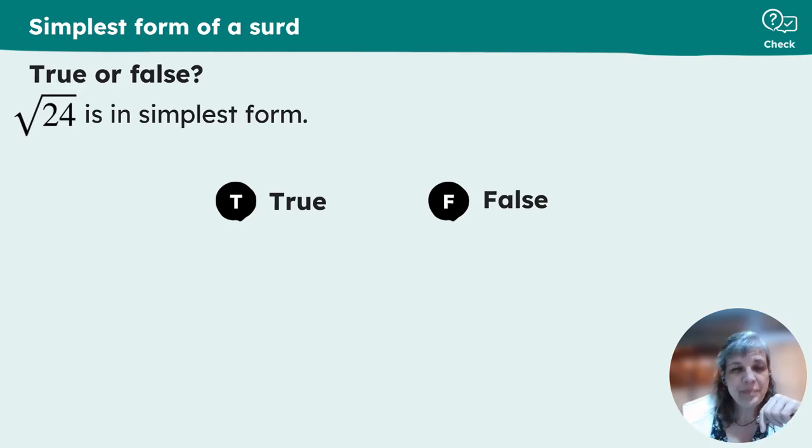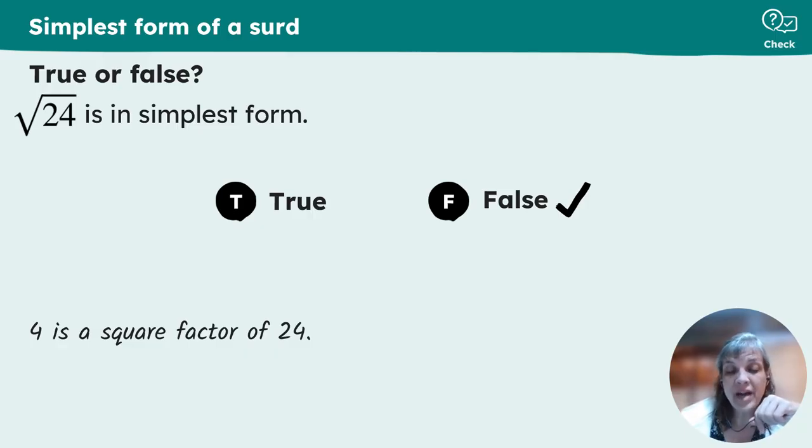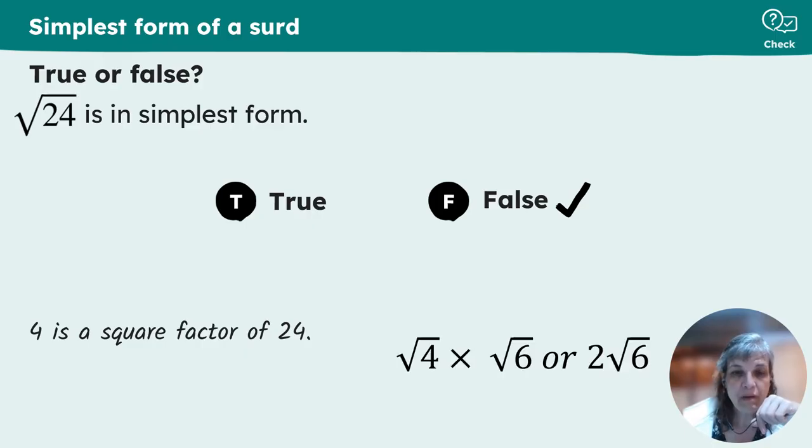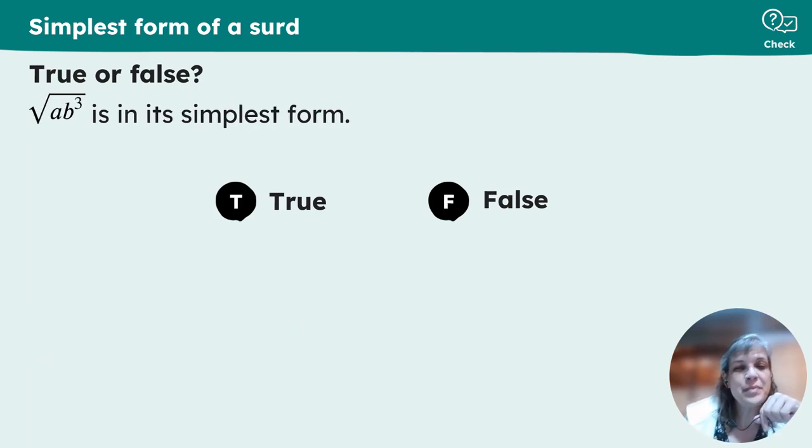So you try a couple. Is the root of 24 simplest form? You can pause the video, or if you have an answer already, what do you think? Hopefully you said false, because 4 is a square factor of 24. So you could break it down to 4 times 6, and then you could simplify. 4 times 6 as roots, or the 4 would become a 2, so it would be 2 root 6 would be simplest form.